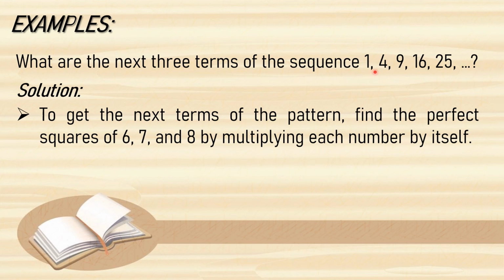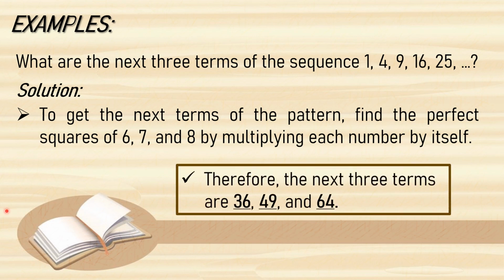So kung mapapansin nyo, kapag minultiply natin ang 1 sa sarili niya, that is equal to 1. So 1 times 1 is 1, and then followed by 2 times 2 is 4, 3 times 3 is 9, 4 times 4 is 16, and 5 times 5 is 25. So, ang kasunod ng 1, 2, 3, 4, 5 is 6, 7, 8 since tatlong terms ang kailangan nating hanapin. So, imumultiply natin ang 6 sa sarili niya, ganun din ang 7 at 8. 6 times 6, 7 times 7, and 8 times 8.